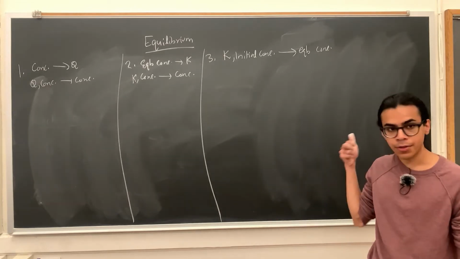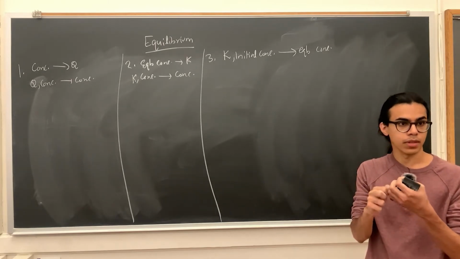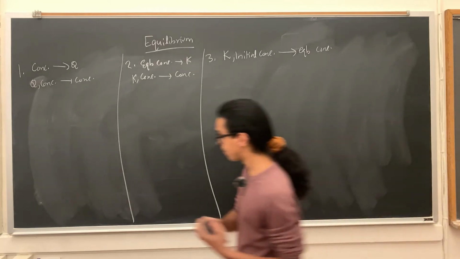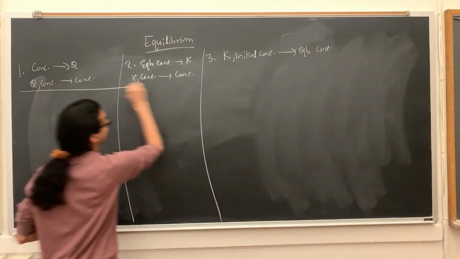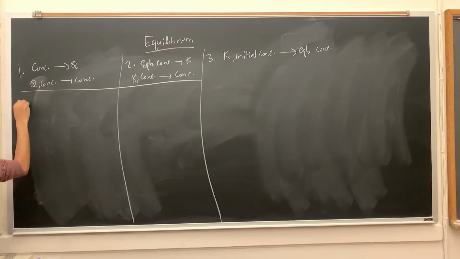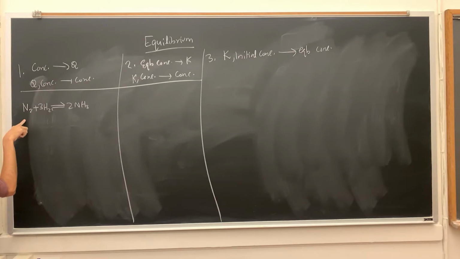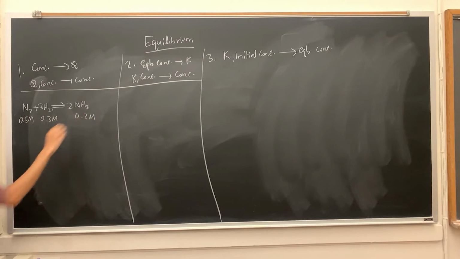You can summarize all three of these as an interplay between concentration and K or Q. That's all that's going on. The first two are very easy. Let's take a look. Let's go back to our favorite equation: N2 plus 3H2 is in equilibrium with 2NH3. Suppose I tell you that this is 0.5 molar, this is 0.3 molar, and this is 0.2 molar. Given these values, calculate Q, Qc.